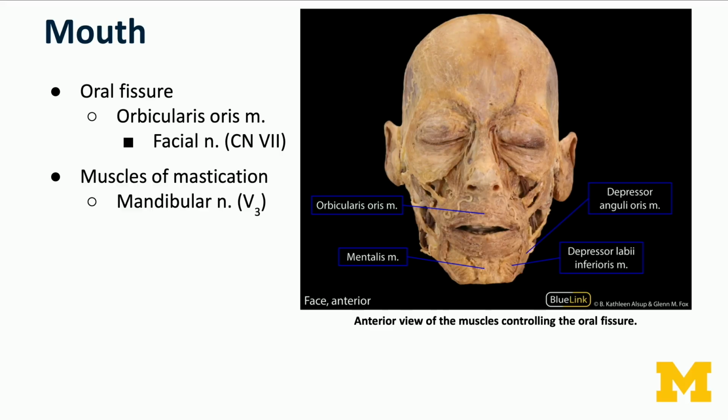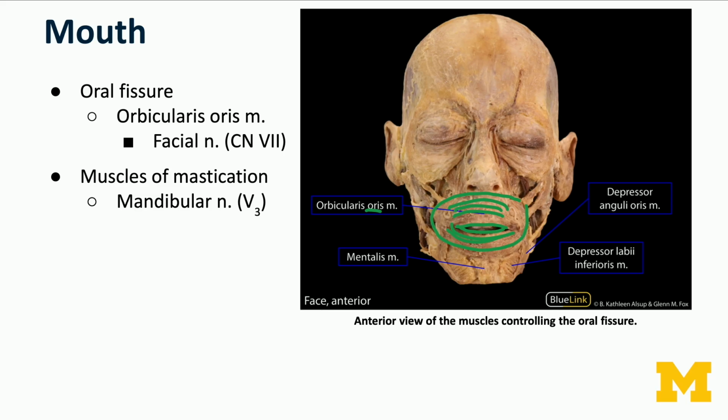Next up, we have the mouth. The opening of the mouth is the oral fissure, and it is surrounded by a muscle called the orbicularis oris. Orbicularis means that the muscle fibers are more circumferential like that, and oris refers to the oral fissure. This is a muscle under the control of the facial nerve because it is a muscle of facial expression. So that's cranial nerve number 7.